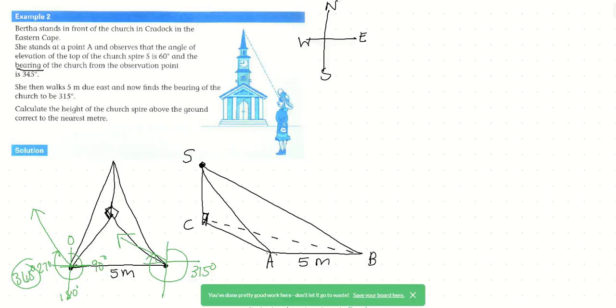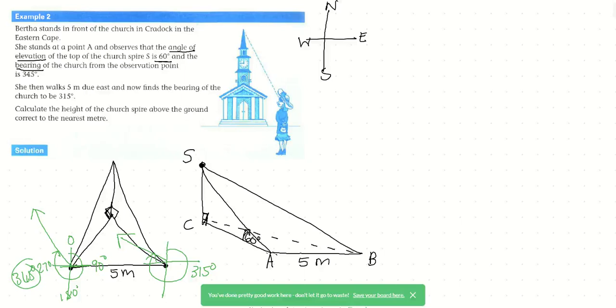Okay, so let's look at it again. At the top of the spire, she's viewing it from point A, and it tells us that the angle of elevation that she views the top of the church is 60 degrees. So in here we can put 60 degrees. Okay? This is my horizontal plane. I just made it a dotted line so that you guys can see it a little better.